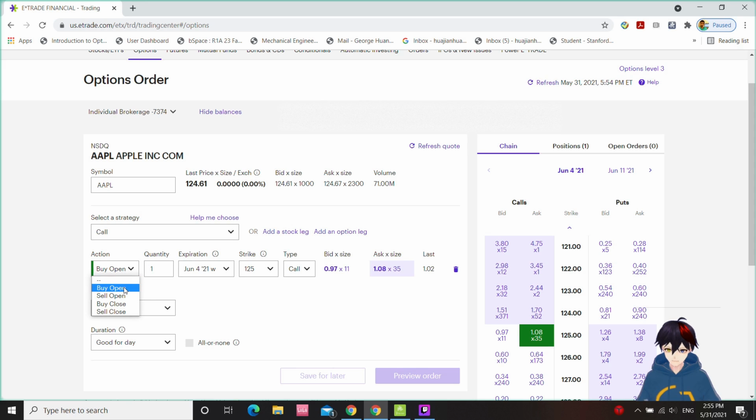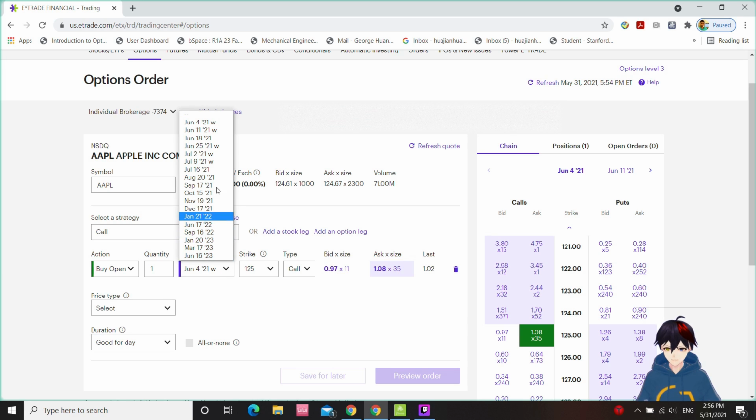to match the action that you did. So if you buy open, then you need to sell close. If you sell open, you need to buy close. It's like a reciprocal. And here's the quantity. Note that this is one contract. One contract involves 100 shares of the stock, so be careful.